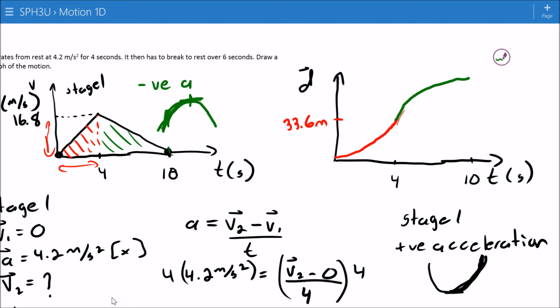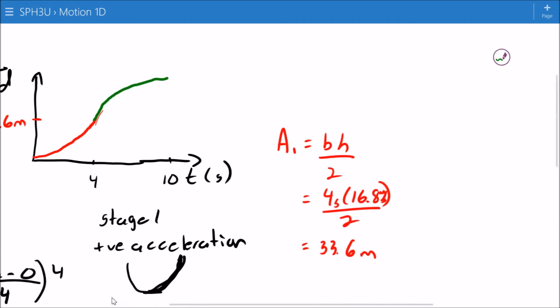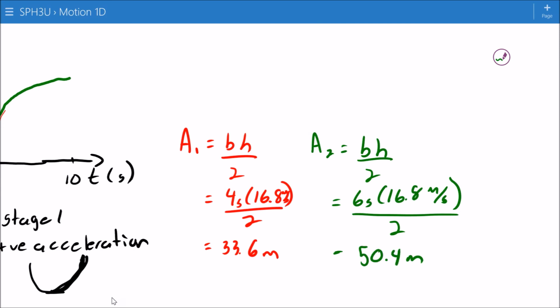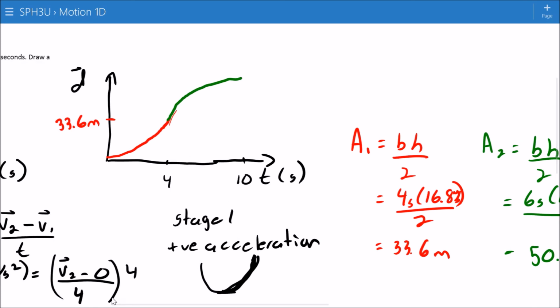We need the area of that shaded region as well. This time the base isn't quite as obvious. It's 6 and we have a height of 16.8. So here I'll call it A2. Base times height divided by 2 gets us 6 seconds times 16.8 meters per second divided by 2. And we get 50.4 meters.